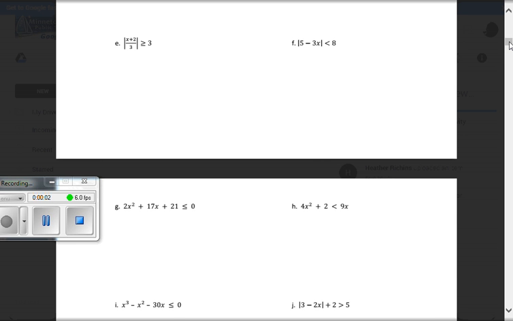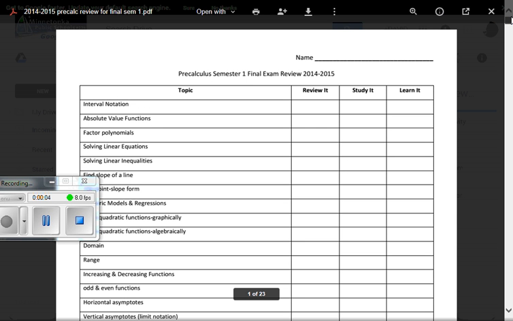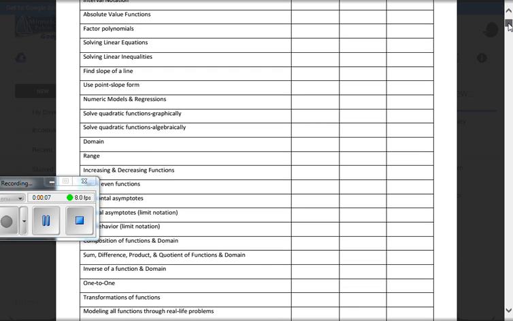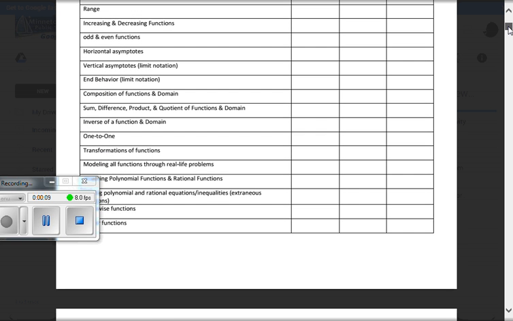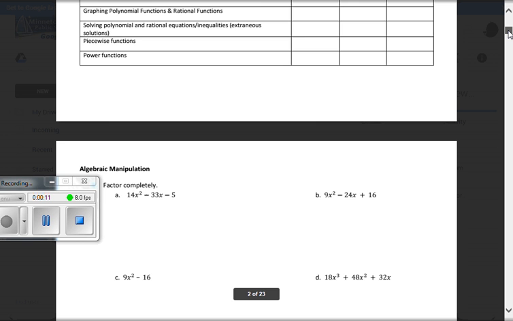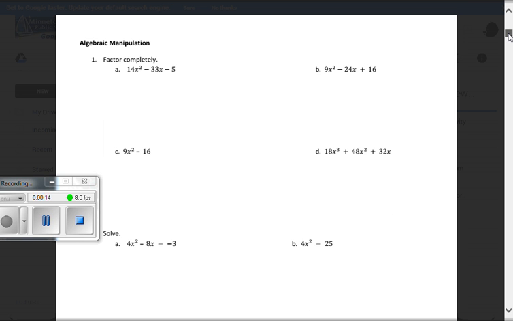Okay, we're reviewing for the semester 1 pre-calc final. Of course, on the front page, we just have a list of all the topics that you need to know. You can do with that what you wish. You can keep track of which ones you need to study more.